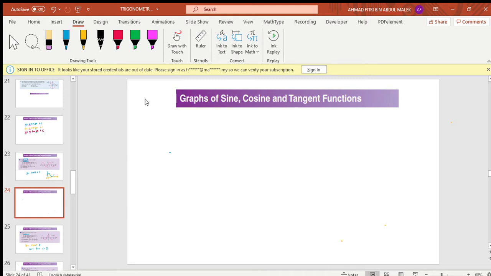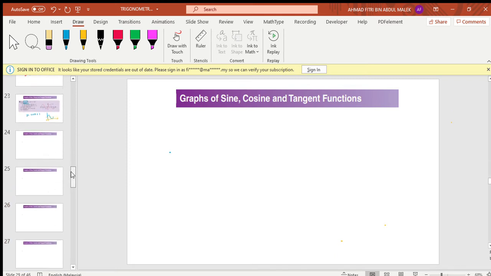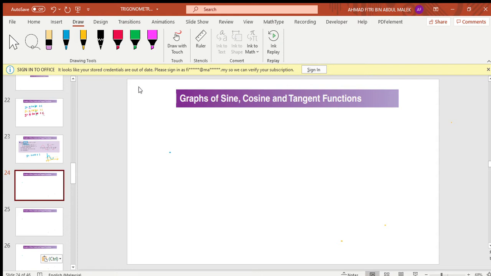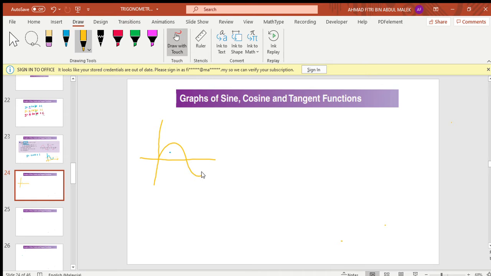So basically, to draw a sine, cos, and tangent graph, you need to recognize the basic shapes. I will start with the sine. The sine graph that we already learned, I just sketch here. This is the shape of sine. This is one complete cycle, and one complete cycle is 2 pi. You will just remember that. And the amplitude is 1 and negative 1. So this is for y equal to sine x.